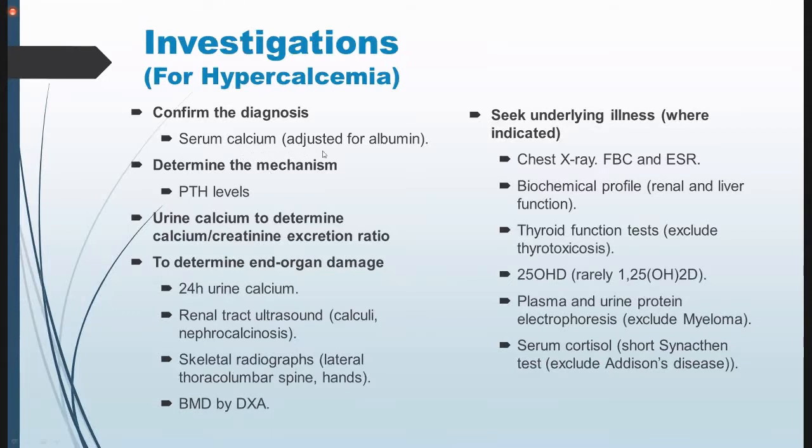You have to get it repeated, and make sure you have adjusted it for the albumin level, because a lot of calcium is bound to albumin and then globulins and pre-albumin. These are the other proteins in the blood which bind calcium. So the true serum calcium does not give you the actual ionized calcium picture. Ionized calcium is the one which is not bound to these proteins and is actually functional at the tissue level.